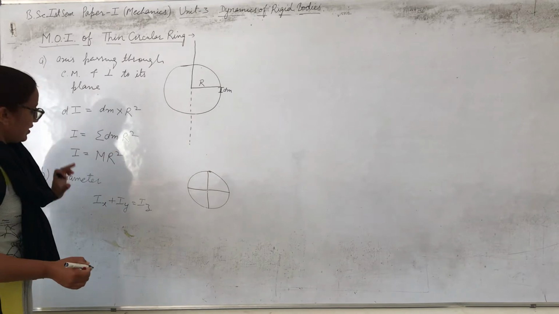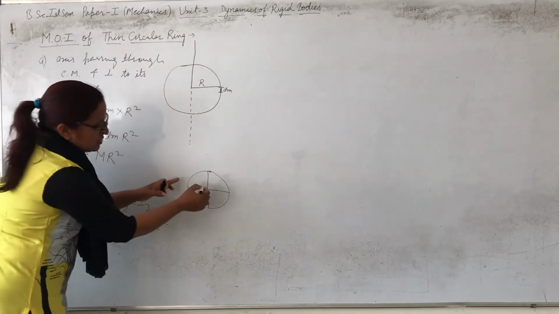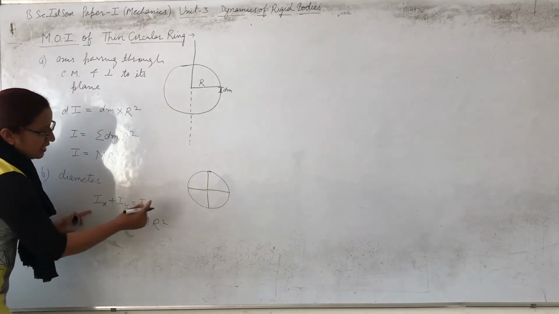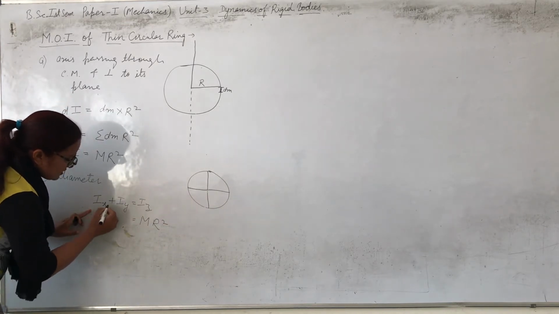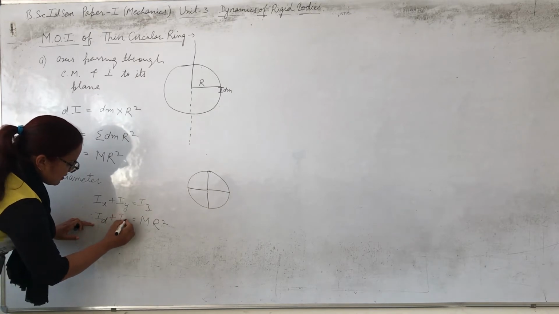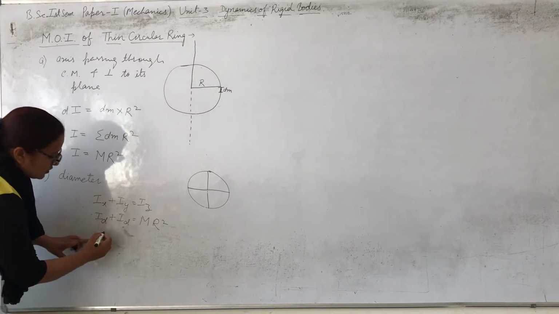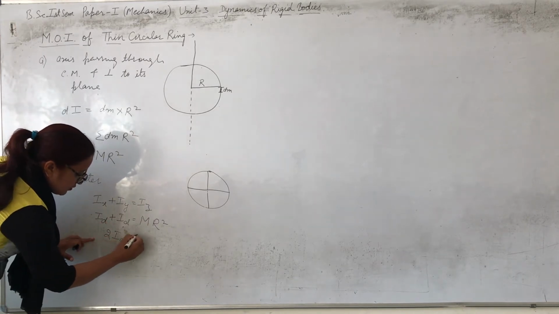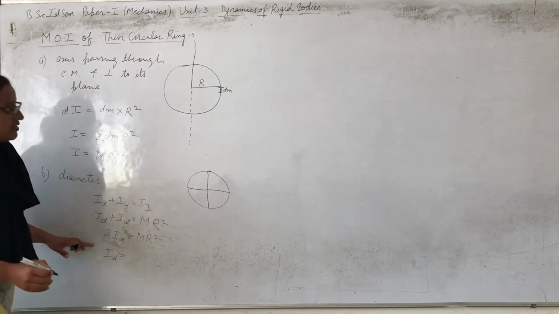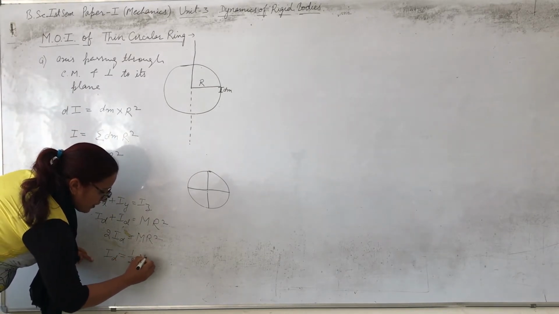This we have already calculated. It is the moment of inertia about an axis passing through center of mass and perpendicular to its plane. And Ix is the moment of inertia about a diameter. This is a diameter. This is also a diameter. So Ix is the moment of inertia about a diameter, and Iy is also the moment of inertia about a diameter. So 2Ig equals mr square, or the moment of inertia of this circular ring about any diameter will be 1/2 mr square.